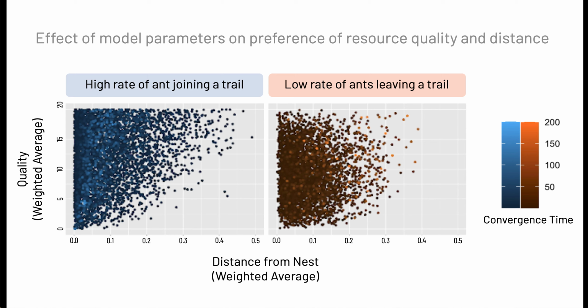The qualities and distances of resources were drawn from uniform distributions that are identical in the 2 graphs. So the only difference between these 2 graphs are a few parameter values. The blue graph has a high rate of ants joining the trail, and the orange graph has a low rate of ants leaving the trail. Something to notice is that in the blue graph, colonies are willing to forage at resources that are very far from the nest, provided they are higher quality. However, in the orange graph, colonies seem to focus their foraging efforts on nearby resources, even if they aren't high quality.